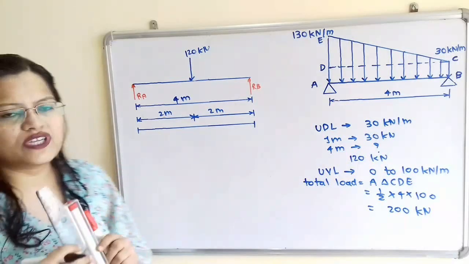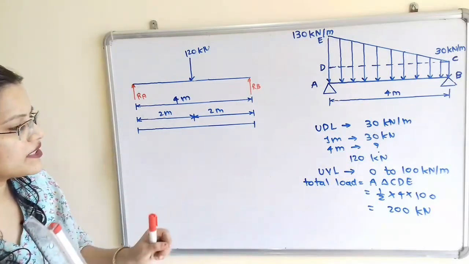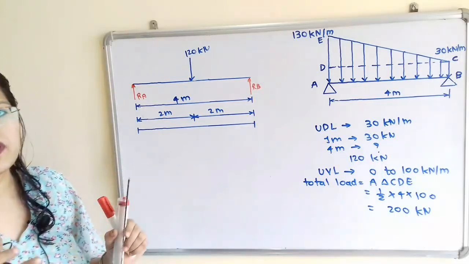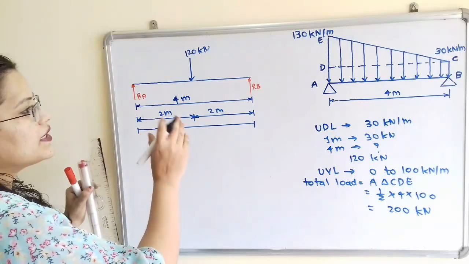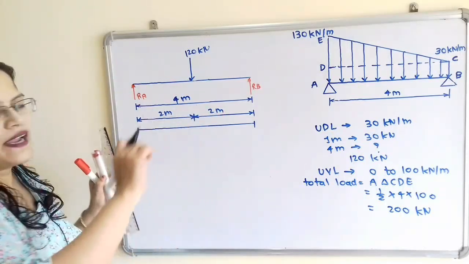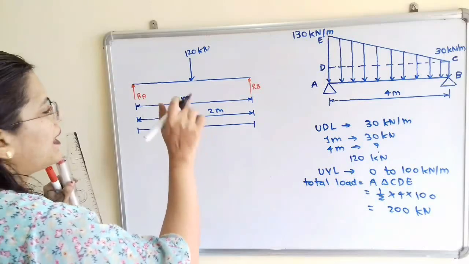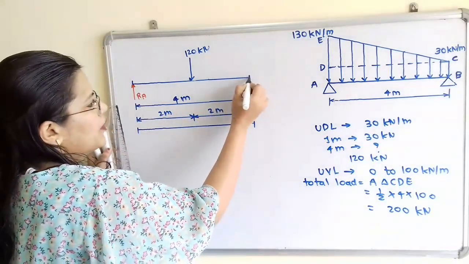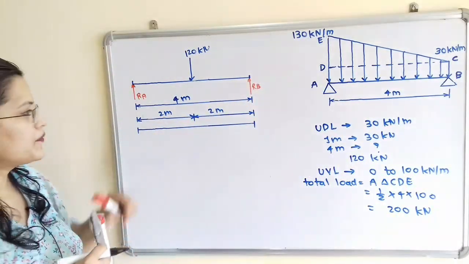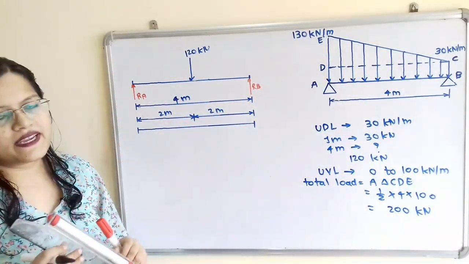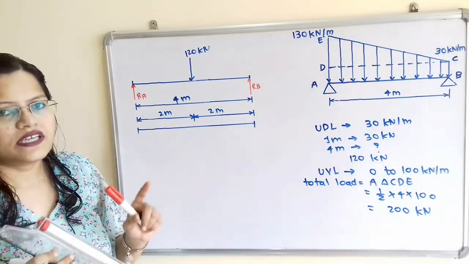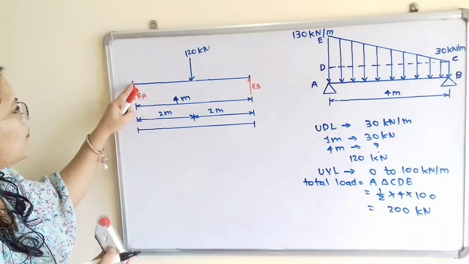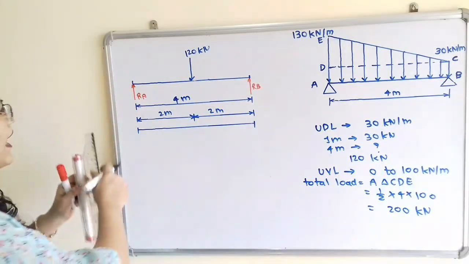Now what about the uniformly varying load, where the load is equal to 200 kilonewton. Now for this 200 kilonewton, we have to first find out the maximum load point and minimum load point. So if we observe, maximum load point is above this point A and minimum load point is above this point B. So the point of application of this load is equal to 1 by 3 multiplied by total distance from this maximum load. So we have to show that.